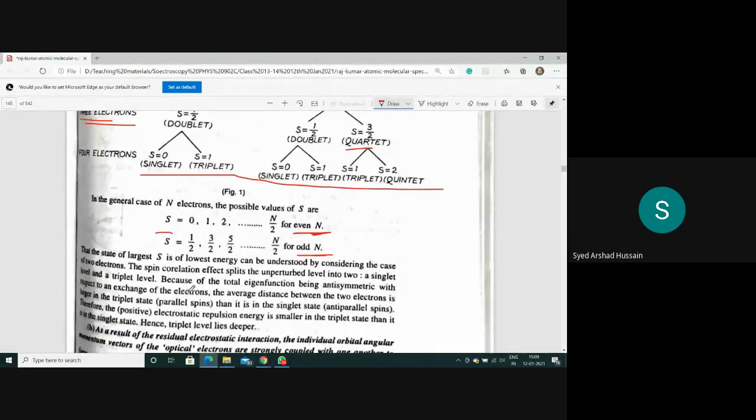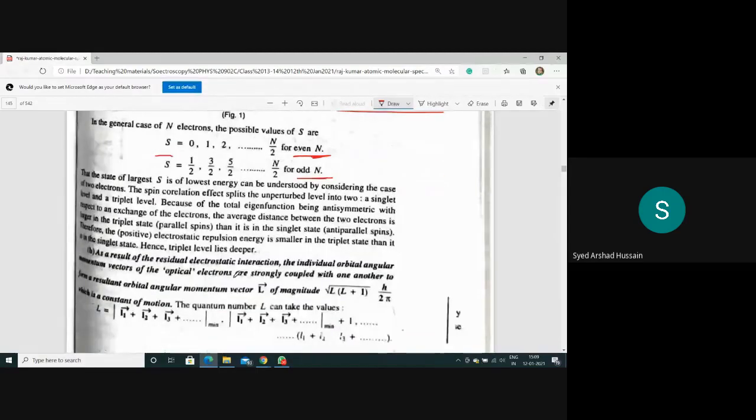So the reverse thing: anti-parallel S will be lower because these are vectors, so anti-parallel vectors will result in a lower magnitude, so lower amplitude. Okay, but anti-parallel spins will attract, so the distance will be minimum, lower. So energy will be higher. So this is due to these interactions between spins of more than one electron, that is the spin-spin correlation effect.